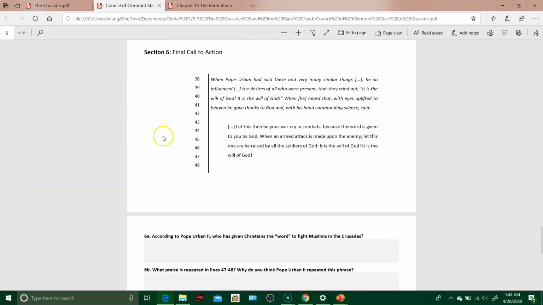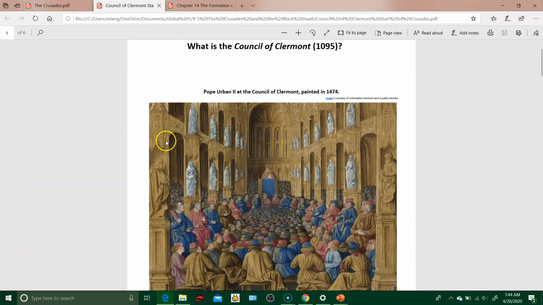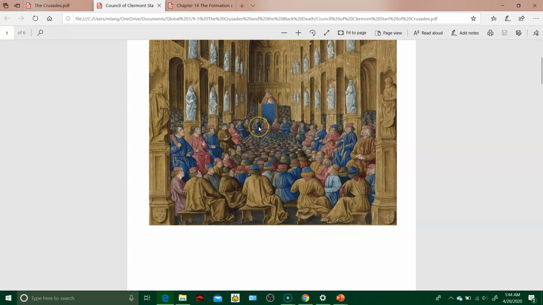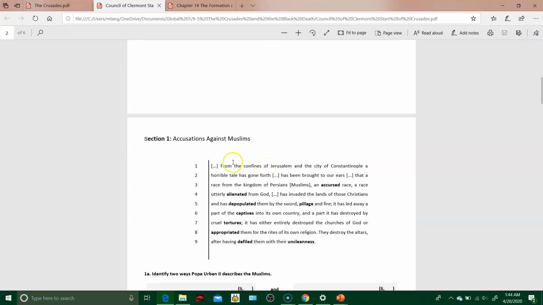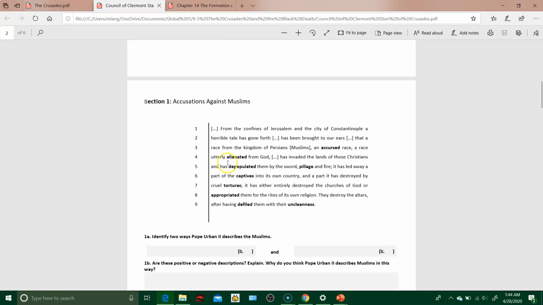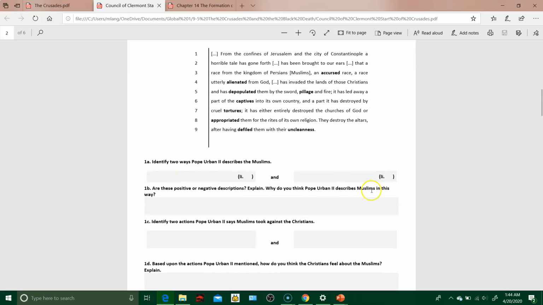So this is the worksheet. This is what it looks like. The major question, guys, is what is the Council of Clermont of 1095? This is a painting showing all the different church clerics, the higher-ups of the church, sitting there discussing these issues. I break down the different parts of the speech and highlight different sections so you answer certain questions that go along with it.